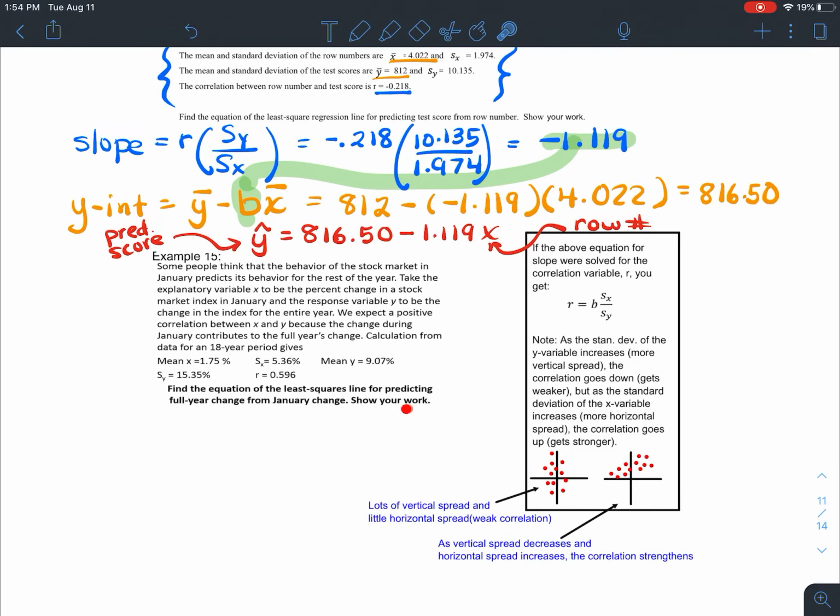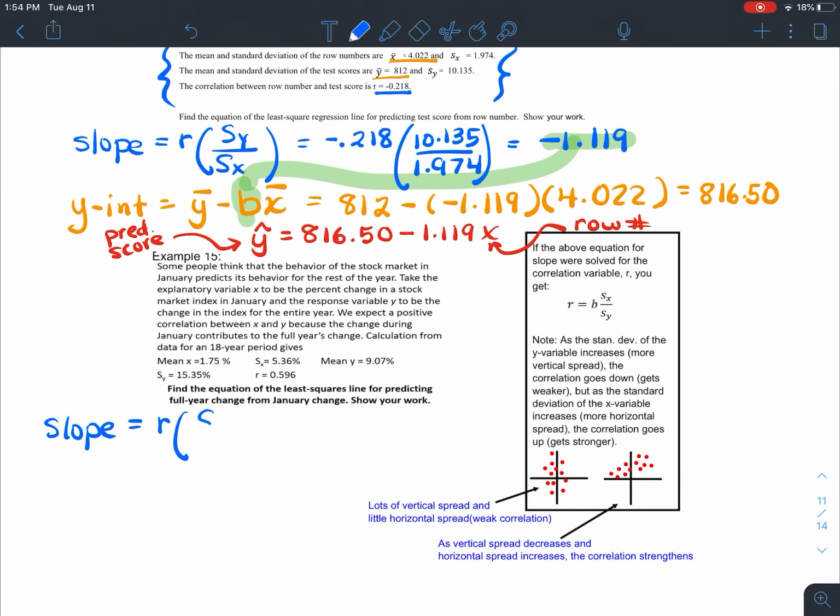They're asking us to find the equation of the least squares line for predicting the full year change from January change. And again, the whole show your work piece, you just want to show what I showed up here above. We definitely want to start with the slope, because the slope plays a role in the y-intercept equation. You would not, on the AP test, by the way, folks, have to write down these generic formulas first. Immediately substituting into the formula is completely fine.